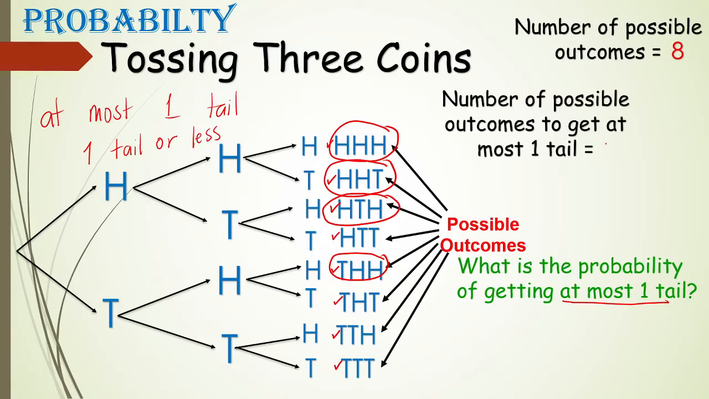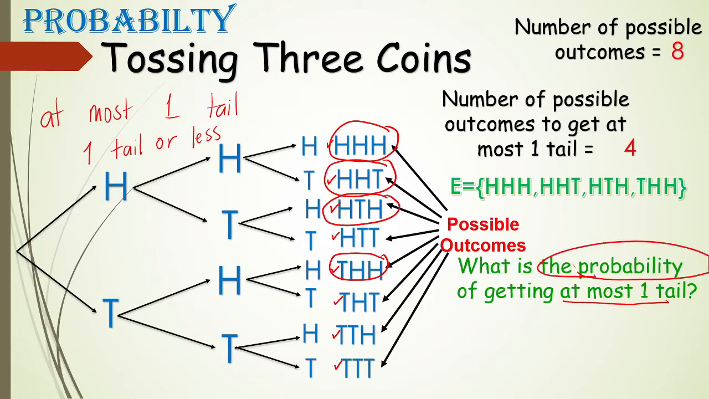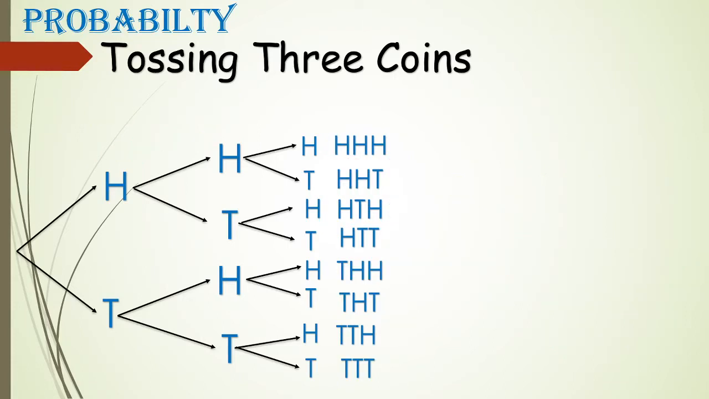So how many outcomes are there to get at most 1 tail? 4. So those would be HHH, HHT, HTH, and THH. And what will be the probability now? 4/8. Correct. Reduce 4/8, that's 1/2. That's correct. Okay? Let's have another question for tossing 3 coins.